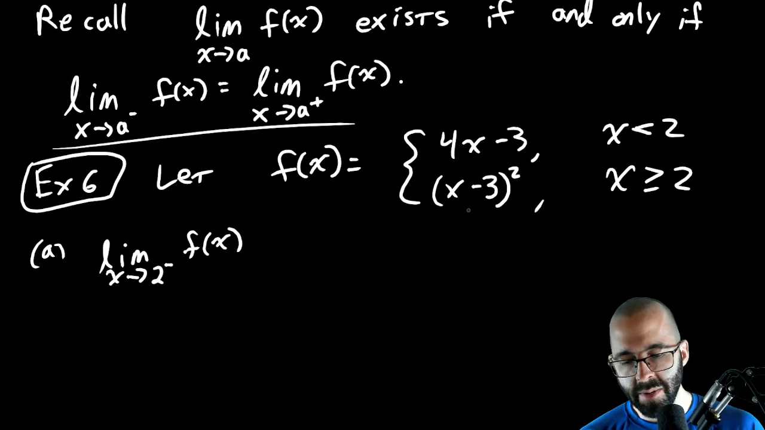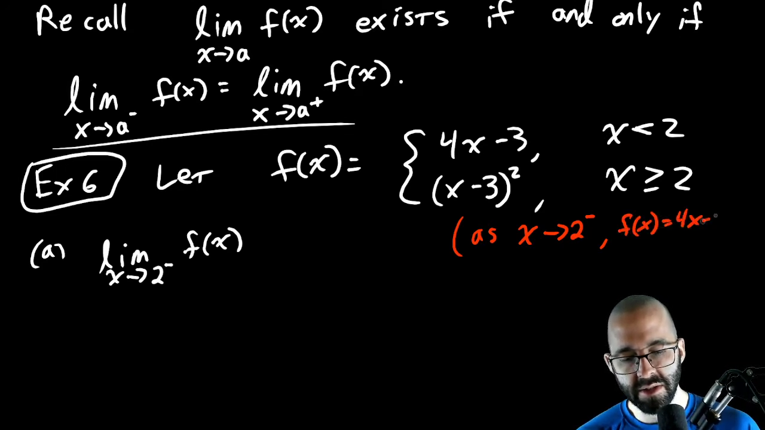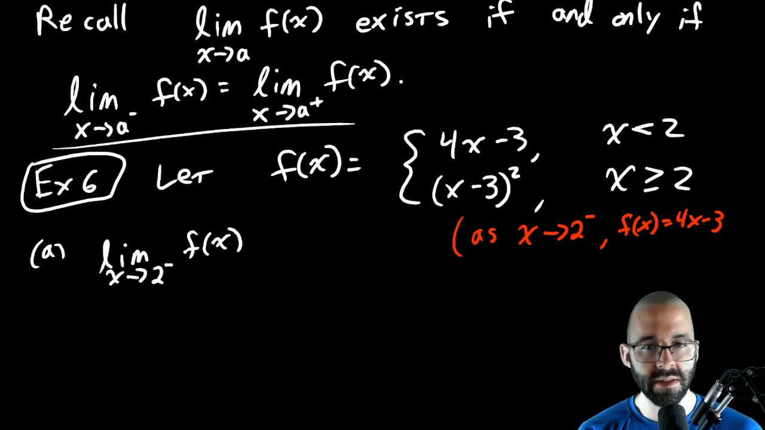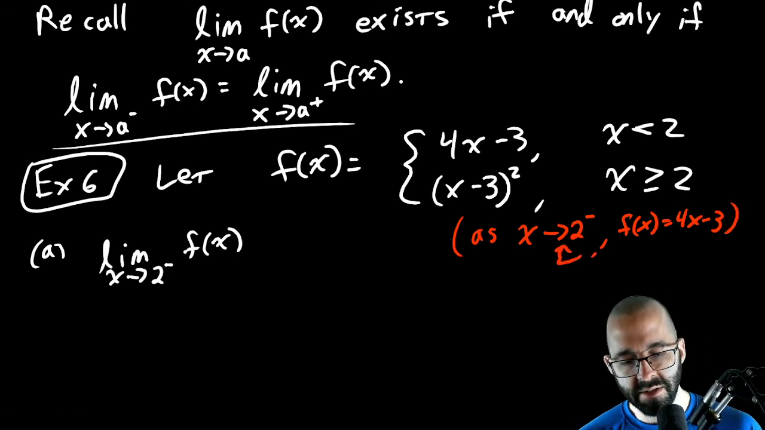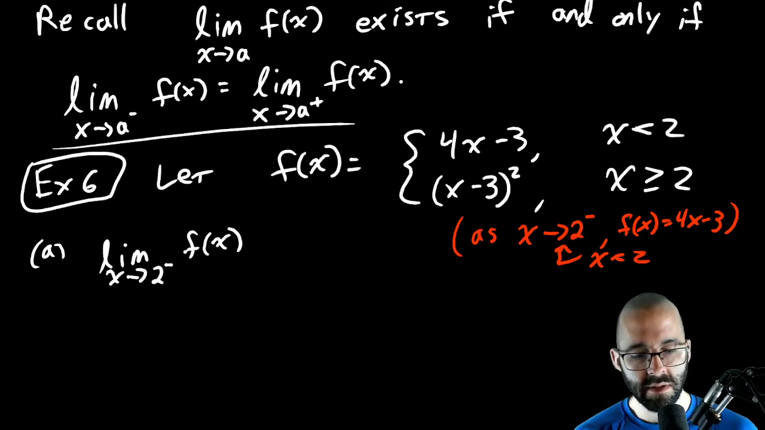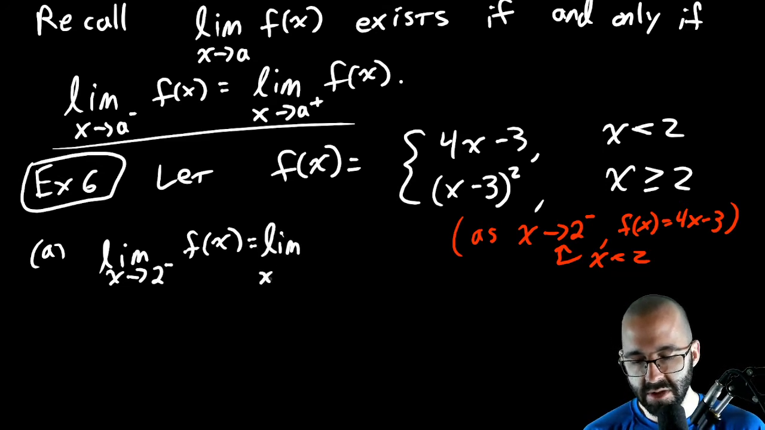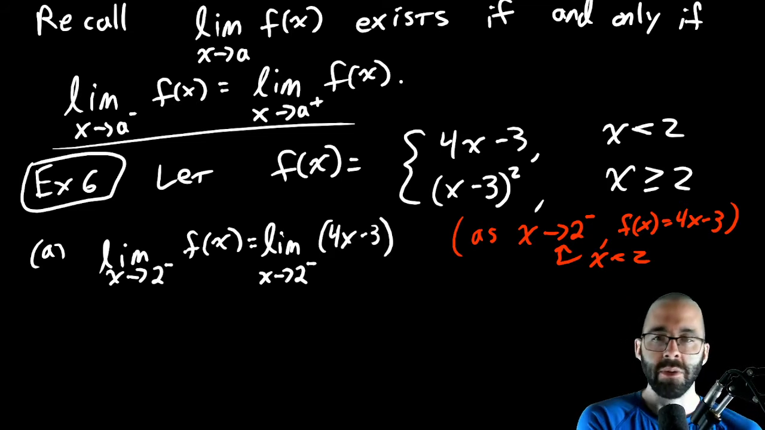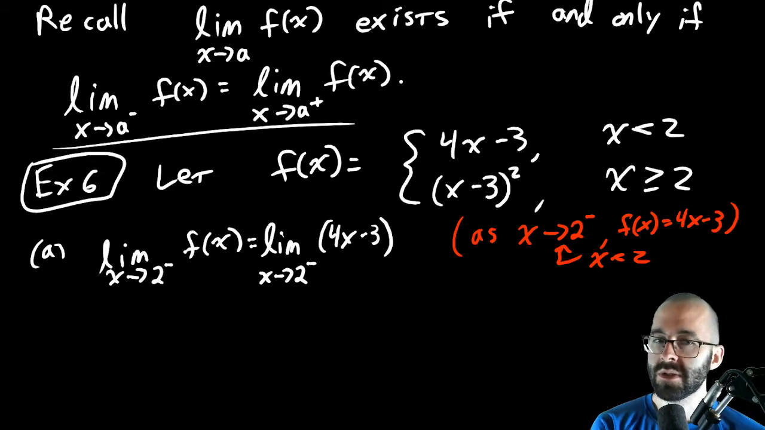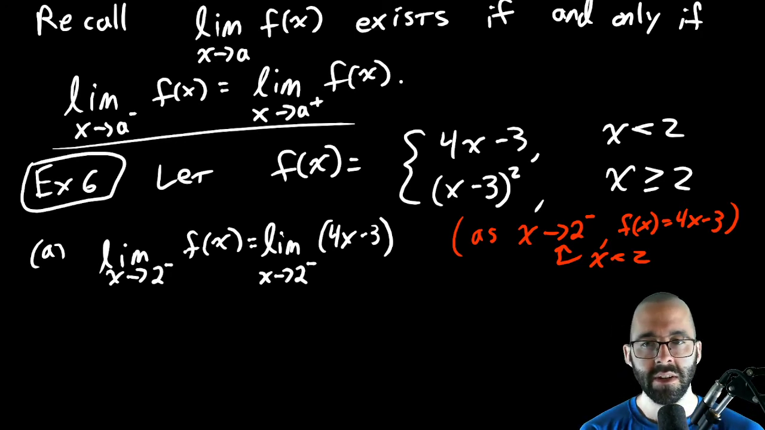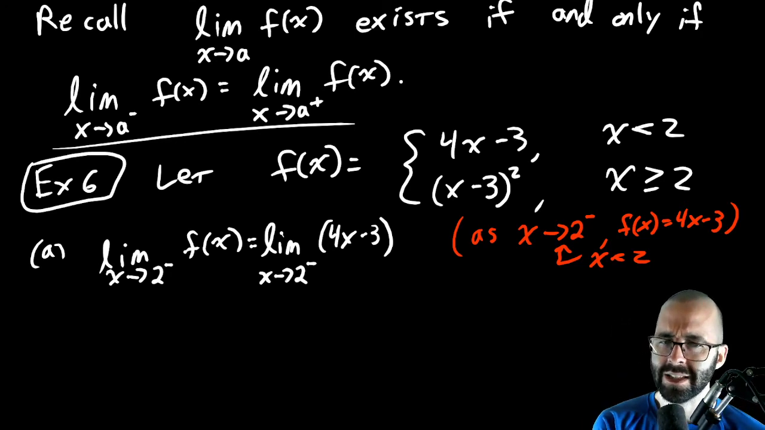So just maybe make a comment over here. As x is approaching 2 from the left, f of x is equal to 4x minus 3 only. We're only using that piece, because as x approaches 2 from the left, x will be less than 2. So this limit is actually the same as the limit as x approaches 2 from the left of just 4x minus 3. We don't have to worry about the other piece in the piecewise function because we're only looking at input values that are really close to 2 from the left. Input values that are really close to 2 and just a little bit smaller than 2.